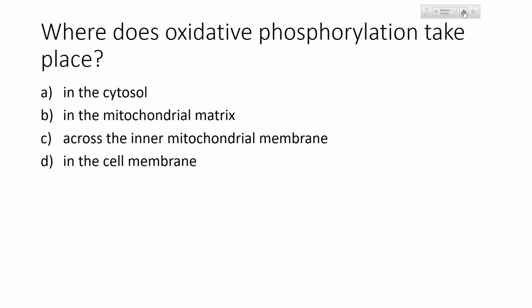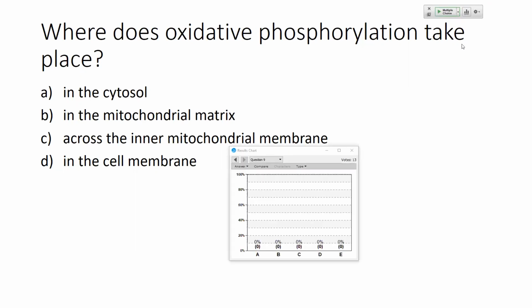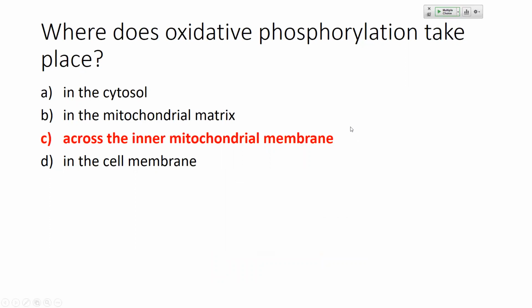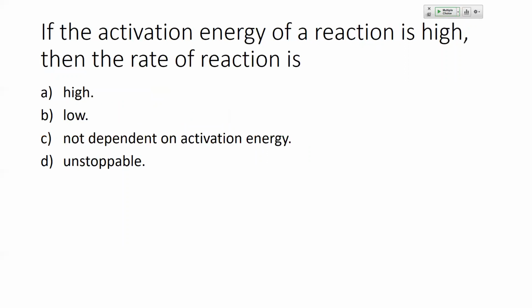All right, so let's see what we did for this one. The site of oxidative phosphorylation, this person said B. The answer is C, so it's across the inner mitochondrial membrane, not the mitochondrial matrix, right? The mitochondrial matrix is the center within the inner mitochondrial membrane, so it's across that membrane that it's. All right.